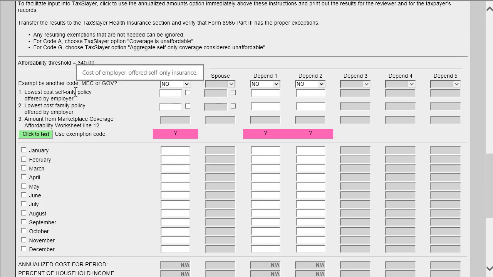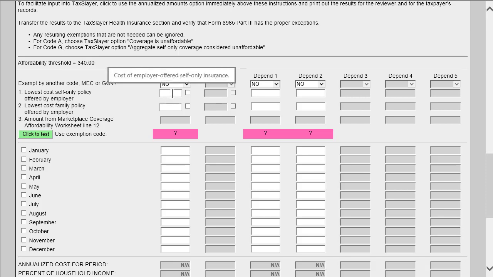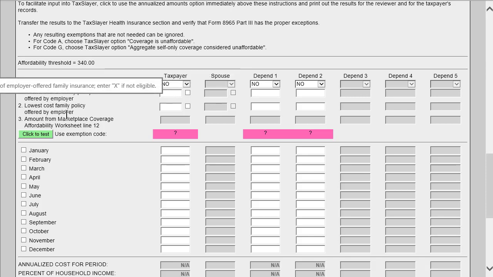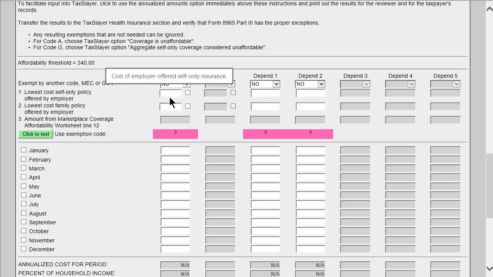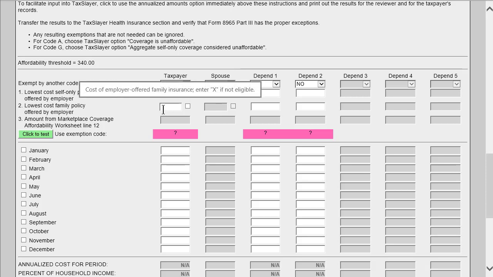If they were offered a self-only policy, then that's the first thing that's tested. If they were offered a family policy from their employer, then that's the next thing that's tested for eligibility. And then if there was no employer offer for that individual, then we have to go to the marketplace and find out what a bronze and silver plan would have cost to determine what the PTC would have been, and that would then determine whether or not the insurance would have been affordable had they signed up for it. And that determines whether then they get the Code A or Code G exemption.